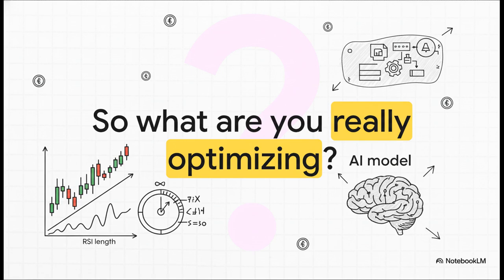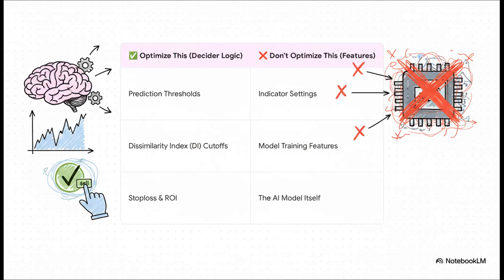With a normal bot, you'd be fiddling with indicator settings all day, right? Changing the RSI from a 14 period to a 12, and so on. But if you have an AI making the predictions for you, what's even left to optimize? And here it is. This is the paradigm shift. You stop optimizing the inputs that go into the AI, and you start optimizing the bot's reaction to the AI's predictions.